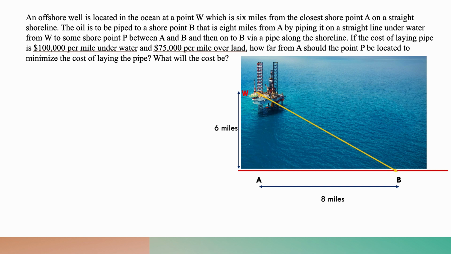If we simply connect W and B, we can get the shortest length of pipeline, but it has the longest underwater pipeline which is more expensive than overland. So we have to consider a compromise solution and find a point P between A and B. First, we have to find out the length expression of WP.